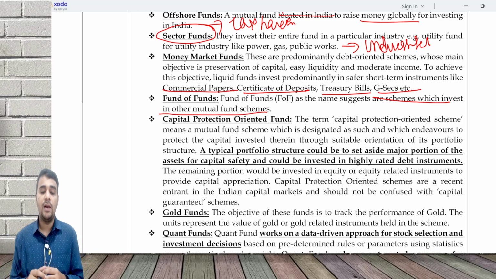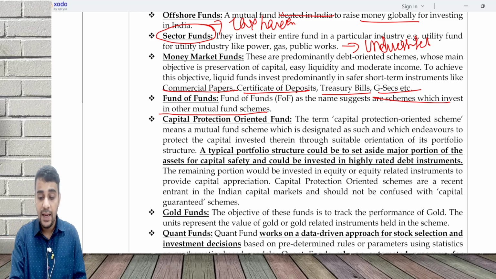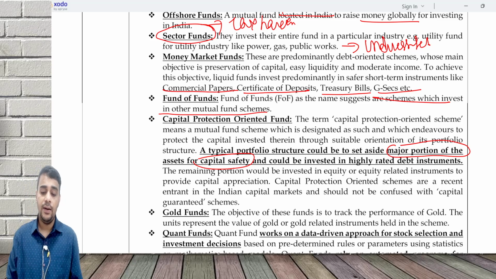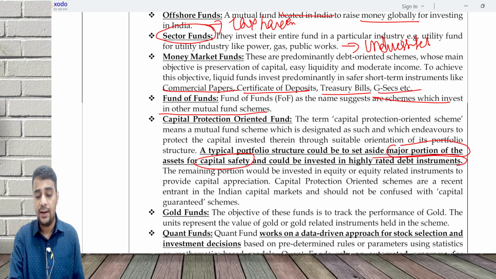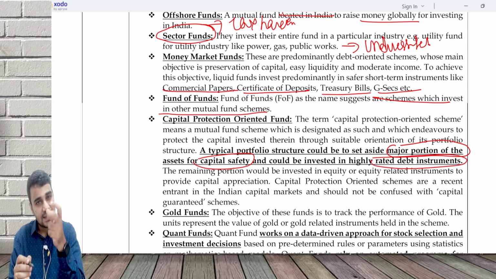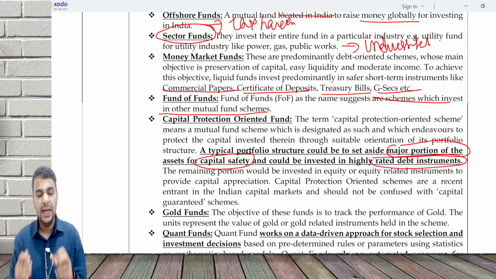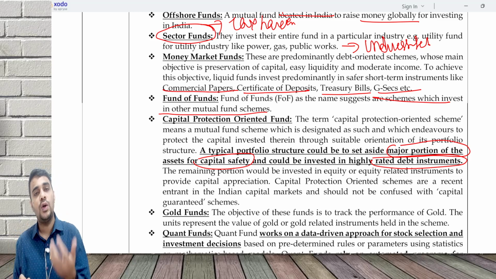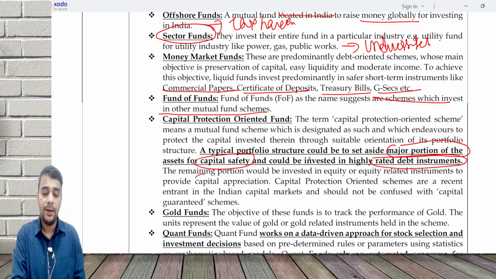So what a capital protection fund does is, a major portion of its assets will be for capital safety. What is capital safety? Invest in safe instruments like some government securities or certain bonds, invested in highly rated debt instruments. For 80-90%, I don't want to take any risk. For the balance 10-15%, I may want to take risk for the purpose of capital appreciation, because I want some capital appreciation.